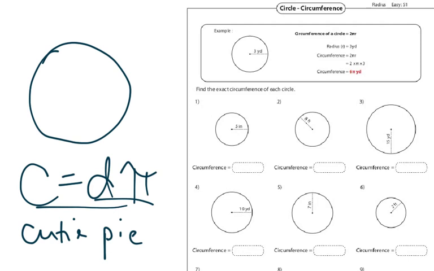So we're going to just do an example, and hopefully this will become very simple. On the left-hand side, I want you to write down everything that I've said: the 22 over 7, 3.14, the formula, circumference equals diameter times pi, and make sure you have it all written down. We're going to do an example.